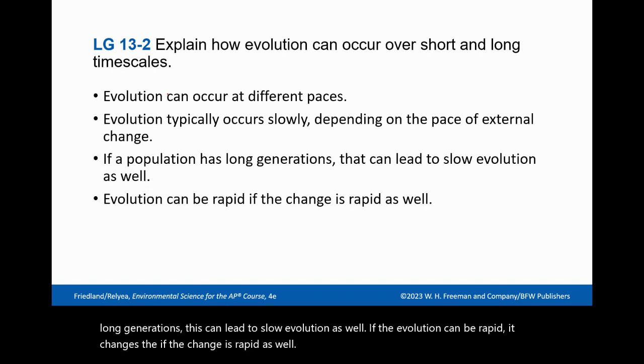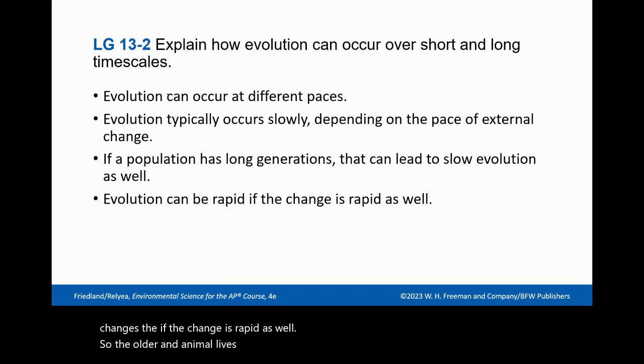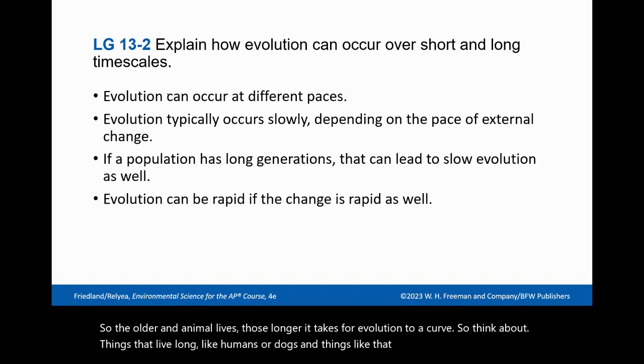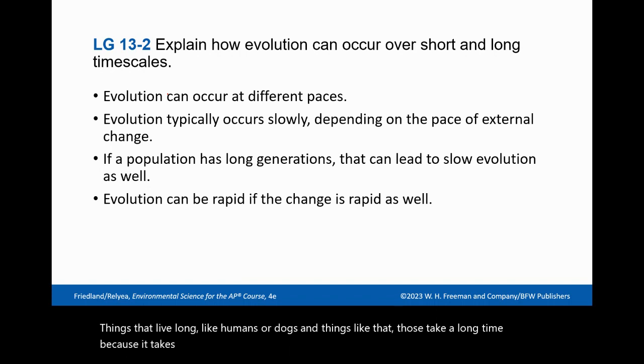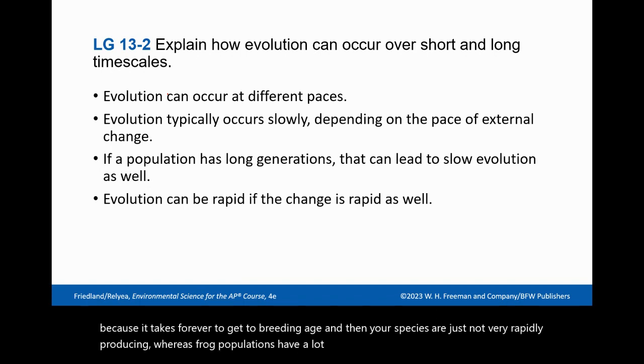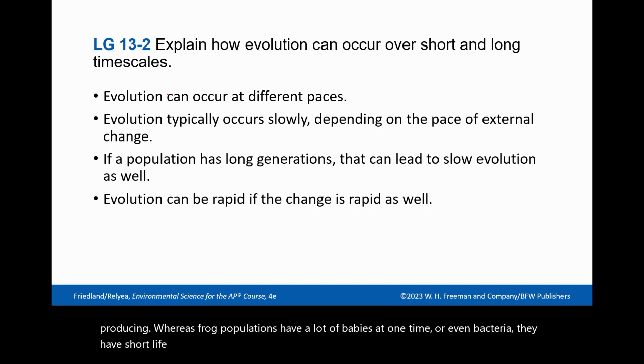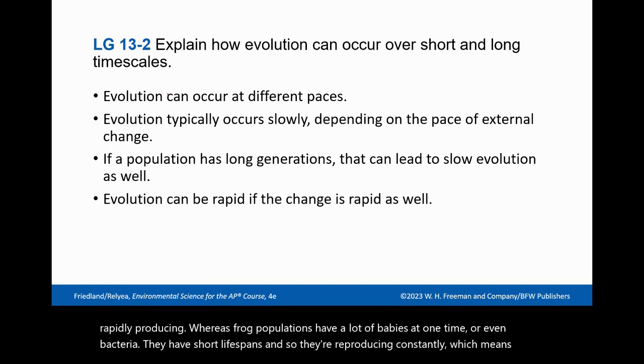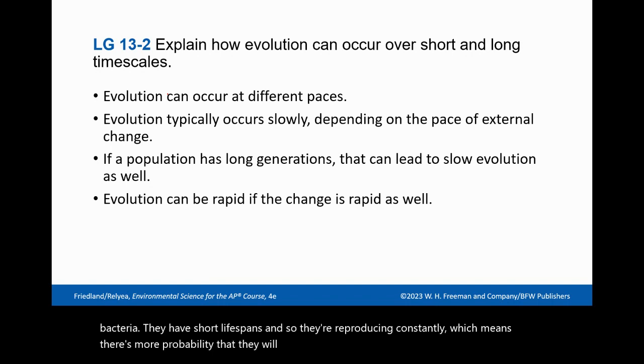So the longer an animal lives, the longer it takes for evolution to occur. Think about things that live long, like humans or dogs. Those take a long time because it takes forever to get to breeding age, and then your species are just not very rapidly producing. Whereas frog populations have a lot of babies at one time, or even bacteria, they have short lifespans and are reproducing constantly, which means there's more probability that they will have a change in their genetics in that time.